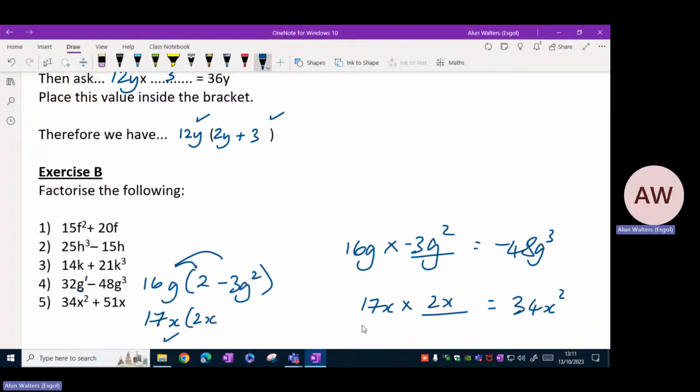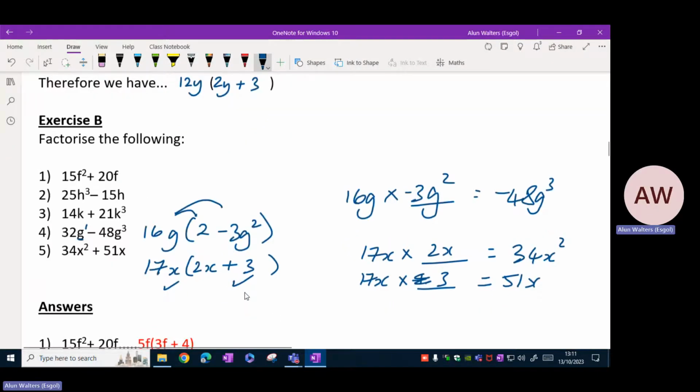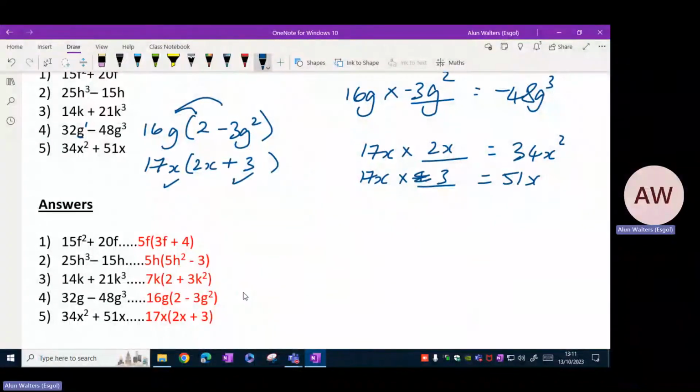What do you multiply 17x by to give me 51x? And the answer is just 3. So I put in plus 3. And that's the answer. Okay. So that's all the answers to the factorising questions I asked you to try. So pause the screen and mark them off. Look for your corrections, if there are any.